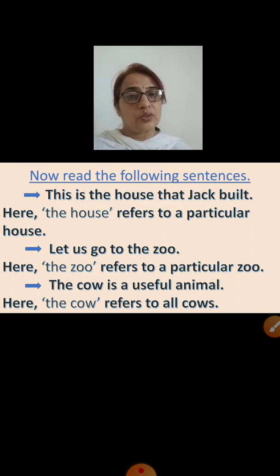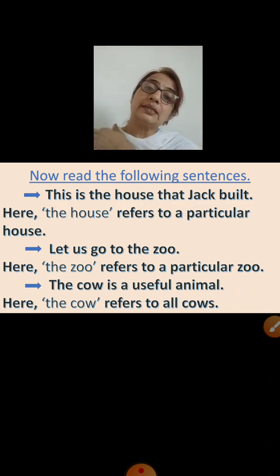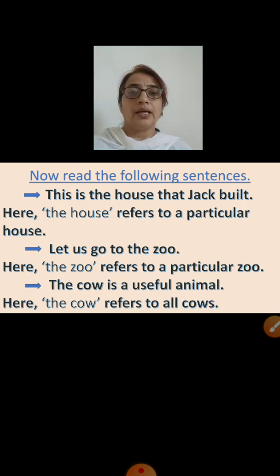Next sentence, let us go to the zoo. Here, the zoo refers to a particular zoo, not any zoo. Let's go to a zoo. If I say let's go to a zoo, it means any zoo in the city. But if I want to tell something that I want to go to that particular zoo, so I should use this is the zoo. The cow is a useful animal. Here, the cow refers to all cows.